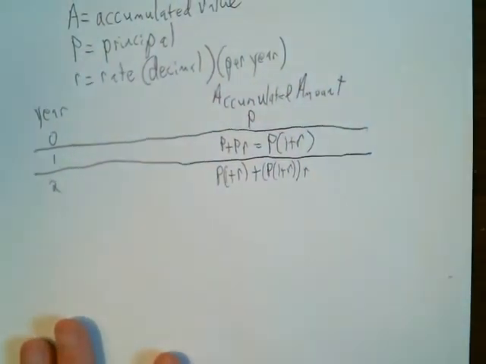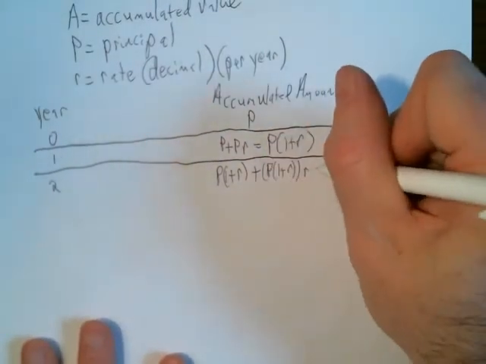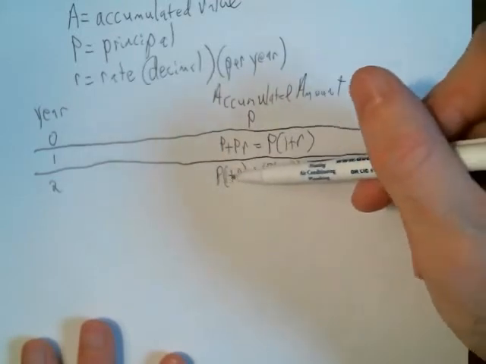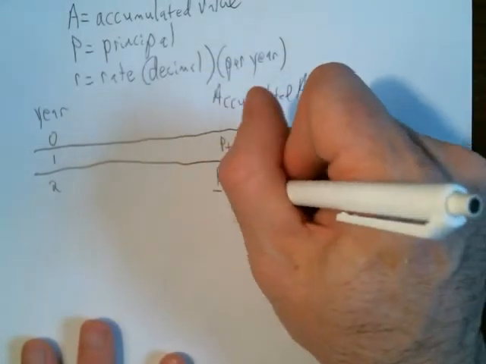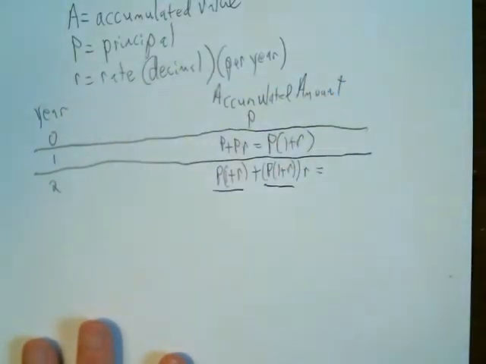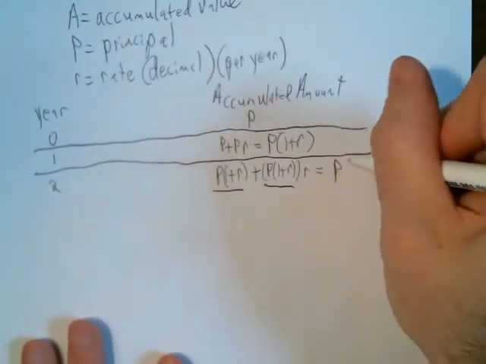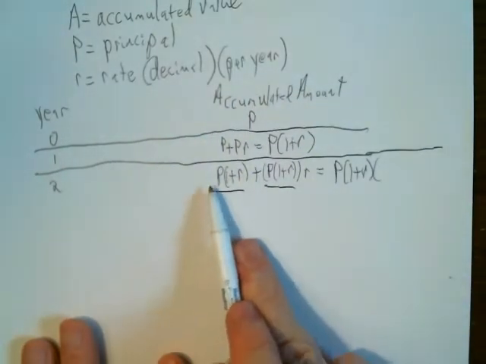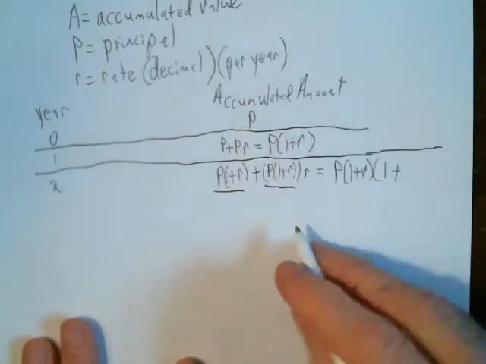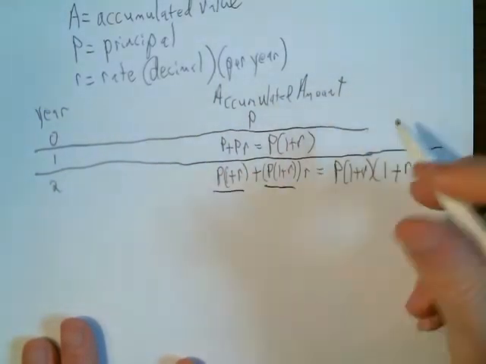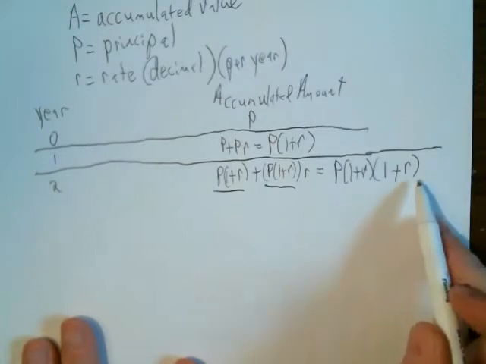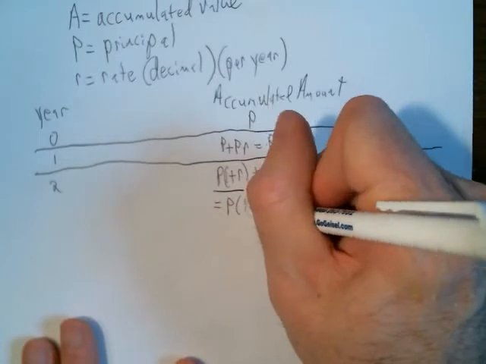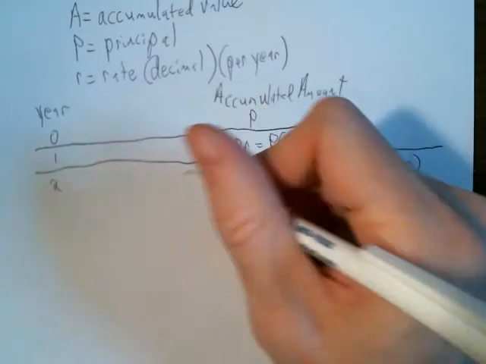The thing about this is we can simplify the heck out of it. We can factor out the P times 1 plus R factor. So that's here and it's here. You can factor that out. So we'll have P times 1 plus R, and then what's left over is just 1 here plus the R. And what happens? Well, you have P times 1 plus R times 1 plus R. We can rewrite that as P times 1 plus R squared.